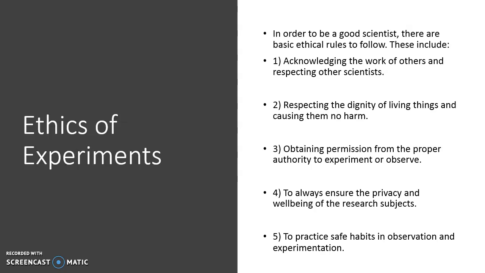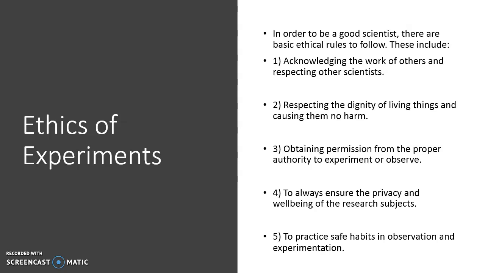Obtaining permission from the proper authority to experiment or to observe. Sometimes we can experiment or observe in our own homes. Other times we might want to go observe the monkeys at the zoo and conduct an experiment on them. If we were to do that, we would need permission to conduct the experiment. Observation, we would just need permission to be in the zoo. Experimentation, we would need permission from the zookeepers and from the zoo themselves.